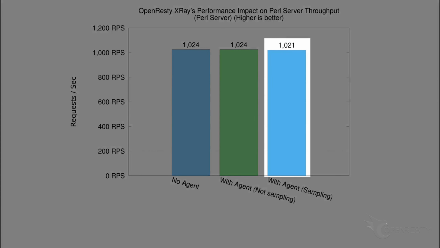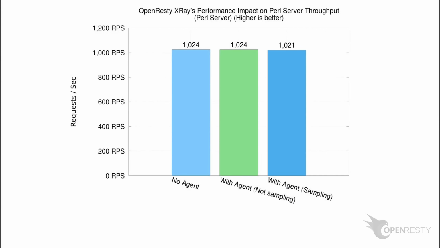When analyzers are sampling, the request rate is about 1,021 requests per second, merely 0.3% lower than when not doing analysis. It can be seen that running the analyzers for performance analysis has minimal impact on the maximum throughput of the target process.